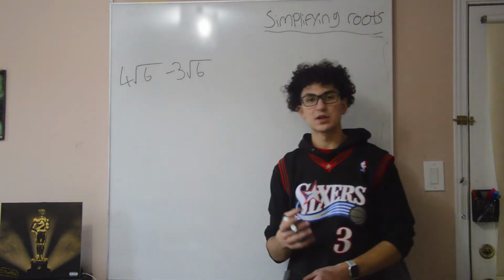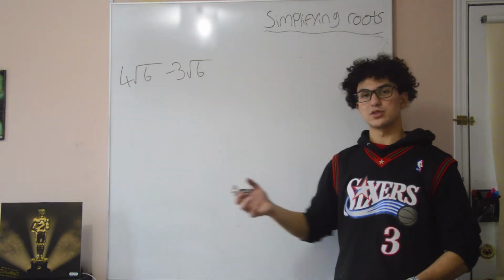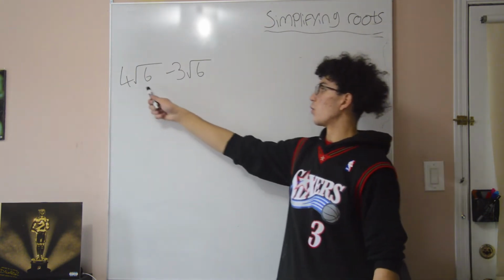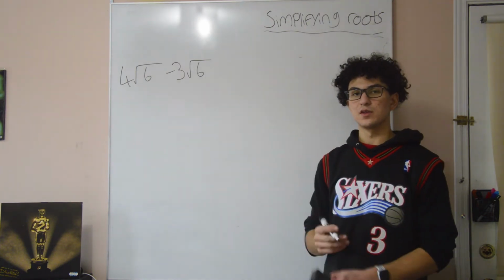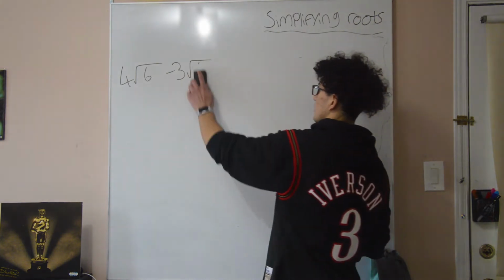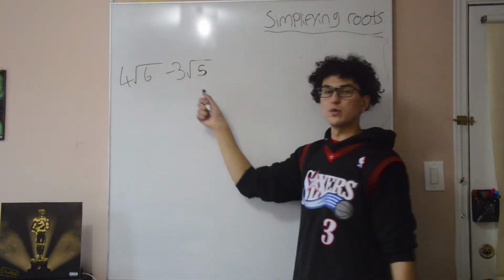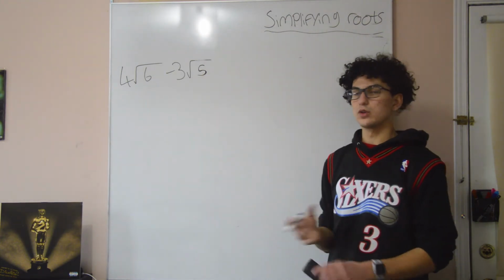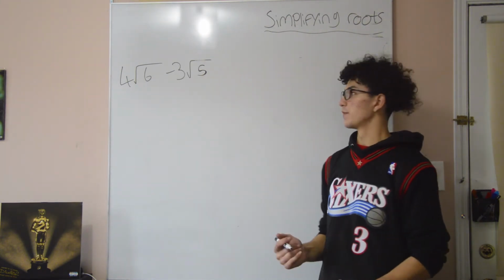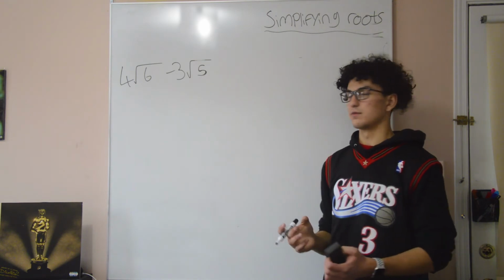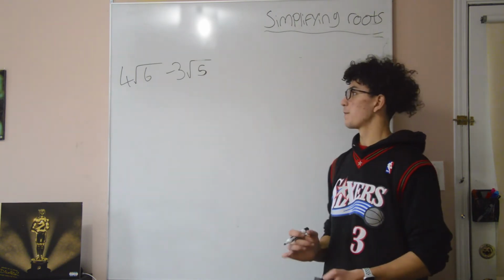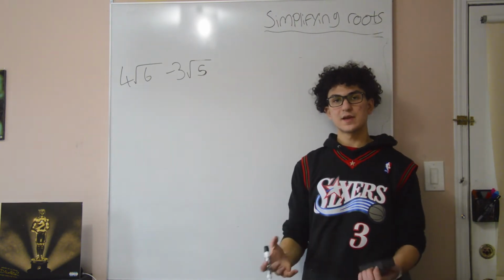Now, the trick is, because it does get harder in the examples I'll show you, we want to get our roots to be equal. If this was, for example, 3 root 5, we cannot do that. We couldn't do the same thing that we did before. It wouldn't work. Mathematically, that would be incorrect. Now let's move on to some examples.